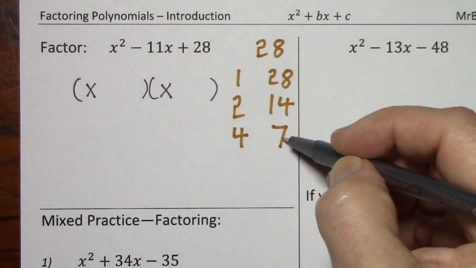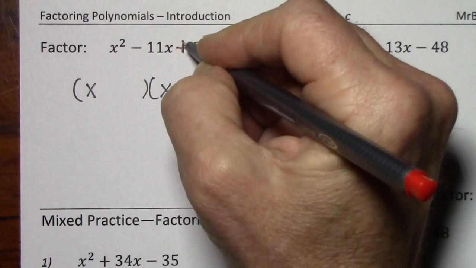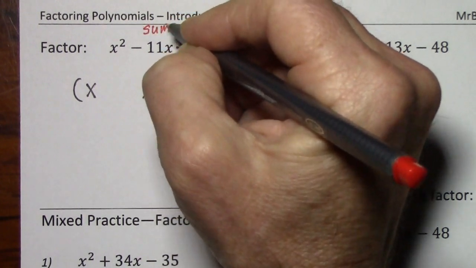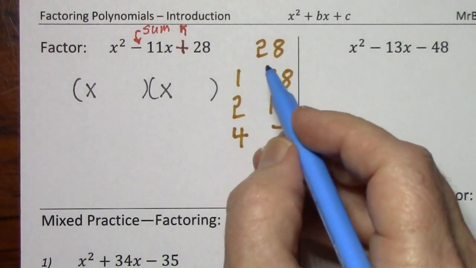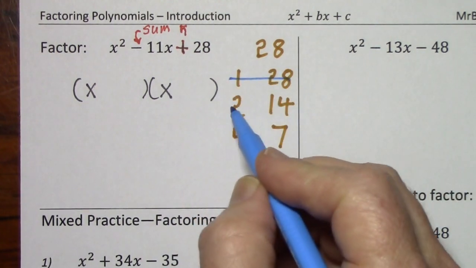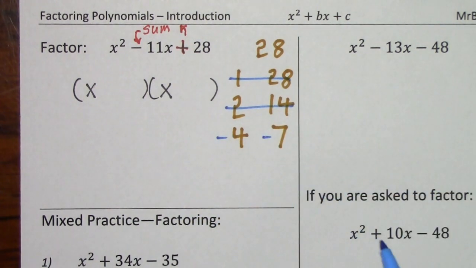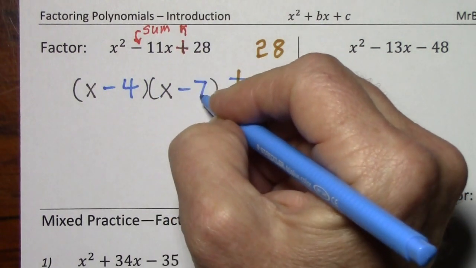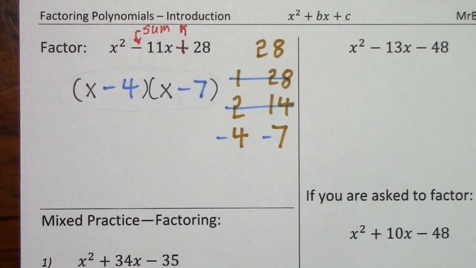And to decide which factor pair to choose, we look at the sign of our last term. If it's positive, we'll be looking for a sum of negative 11. So this wouldn't work. This wouldn't work. But if I have negative 4 and negative 7, I can add them to get negative 11. So I simply put in the negative 4, negative 7, and here's the factored form of our original expression.